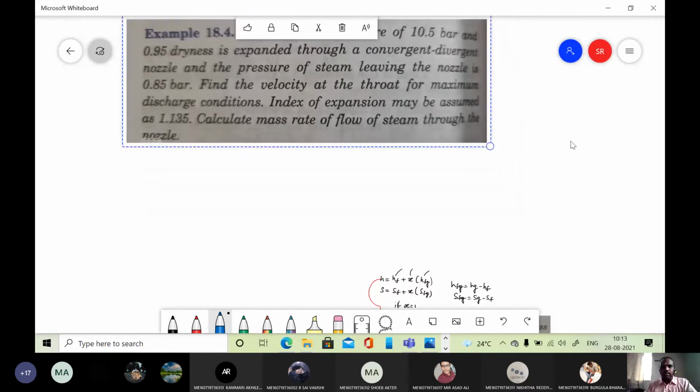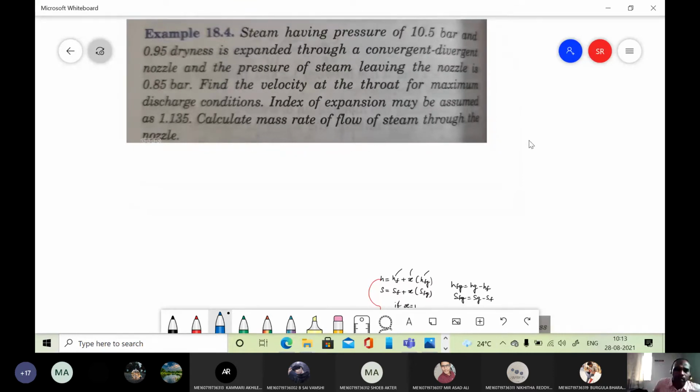Is it readable? Just go through the problem. Tell me the notations. Read the problem and tell me the notations. So P1 is 10.5 bar. Yes, P1 is equal to 10.5 bar. And its dryness fraction X1 is given, right? 0.95.